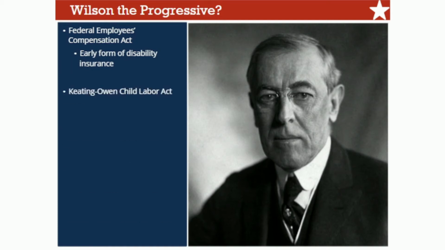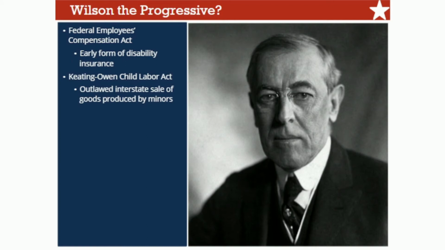Wilson also signed into law the Keating-Owen Child Labor Act. This outlawed the interstate sale of goods if they were produced in factories that hired children younger than 14 or in mines that hired children younger than 16. The law was a huge victory for progressive activists, but less than a year after going into effect, it was ruled unconstitutional by the Supreme Court. The court said that Congress had no right to regulate manufacturing within states.